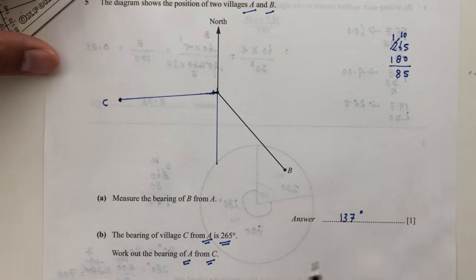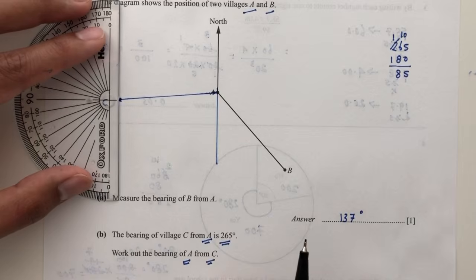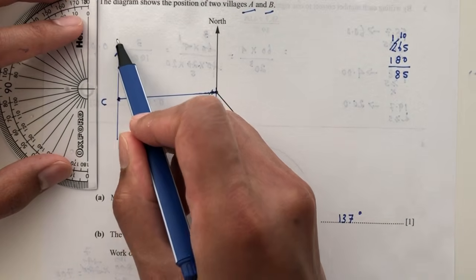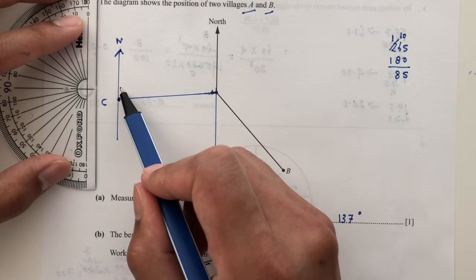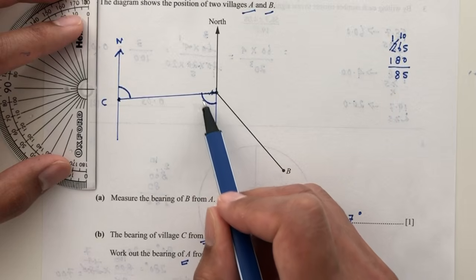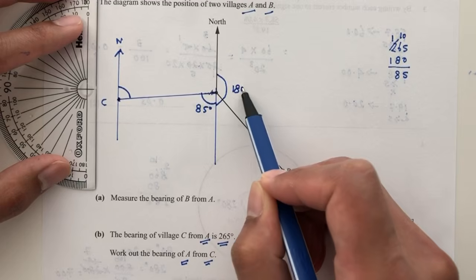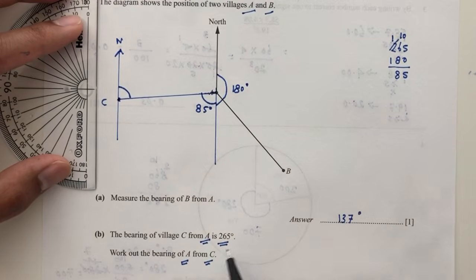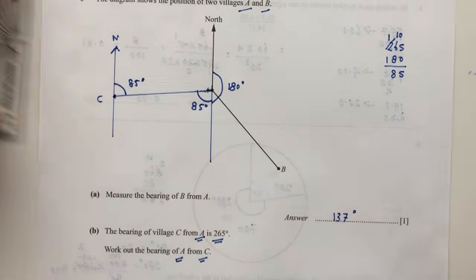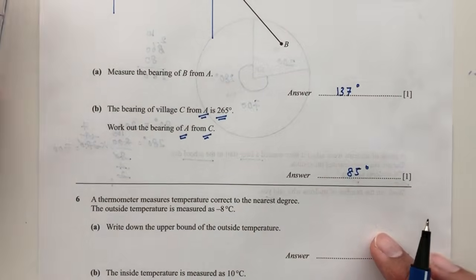Now we have to work out the bearing of A from C. So let's see what is the bearing of A from C. So this is your north line. The bearing of A from C will be this one. So this angle is equal to this angle. As we know, this one is 85. This one here is 180. So the sum here is given by 265, but we want to find this one, which is only 85. So this is 85 degrees for the bearing of C from A.